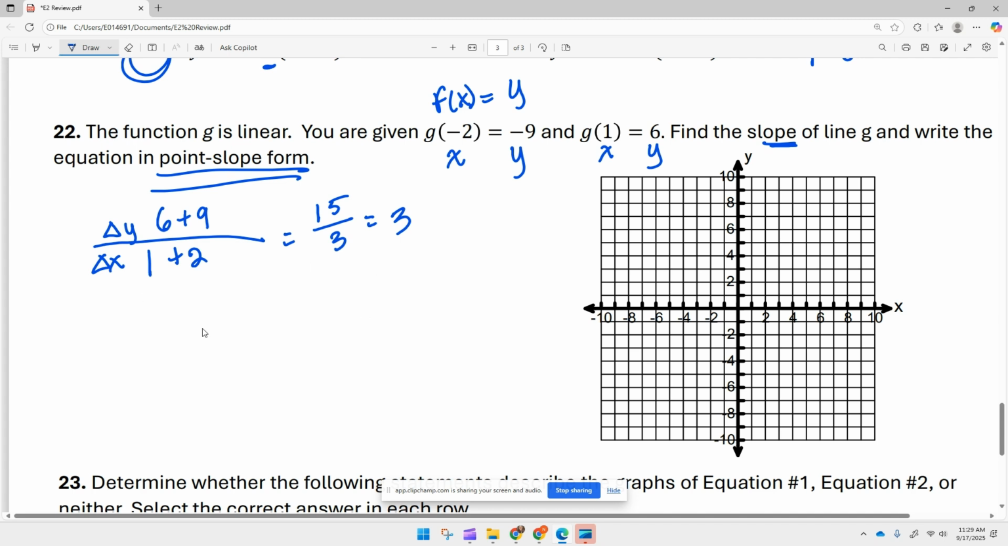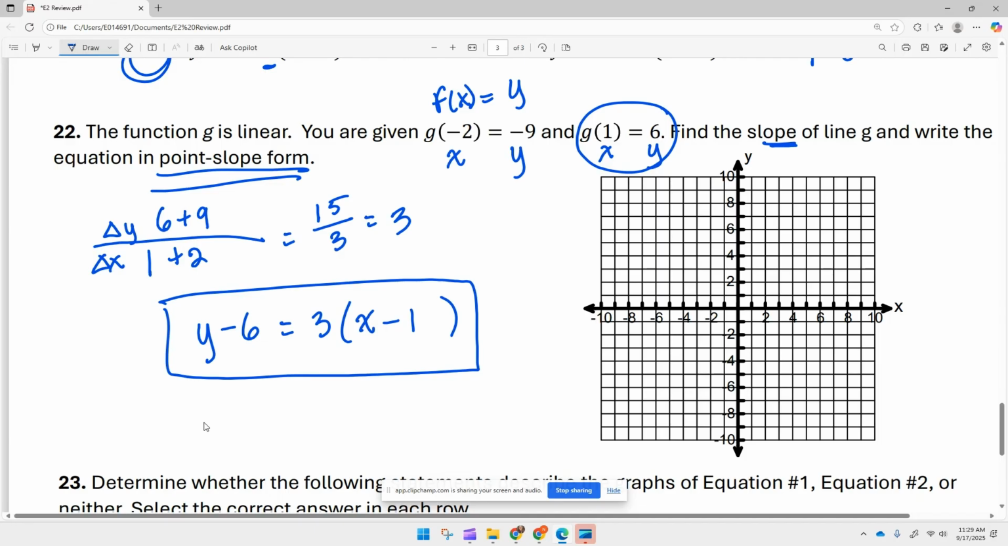Now, we can write this and use either point. I'm going to use this point because they're both positive. So that means when I put them in the formula, they're both going to be what? Negative. So the 6 is our y value, so that becomes y minus 6. And the 1 is our x value, so that becomes x minus 1.